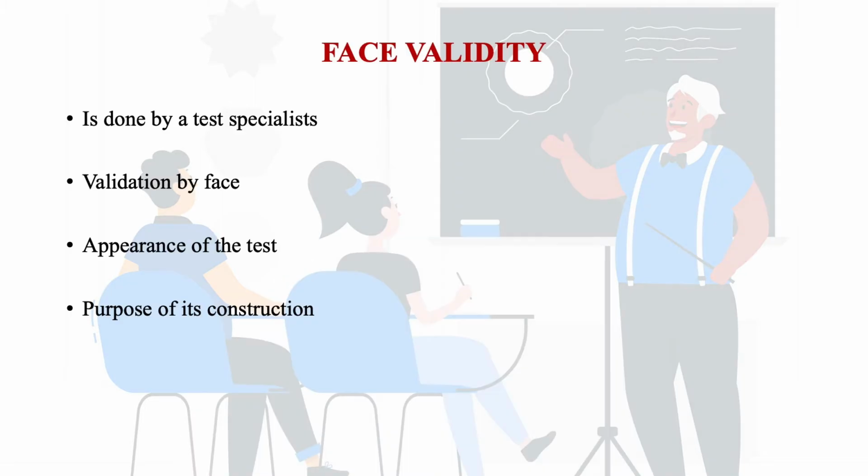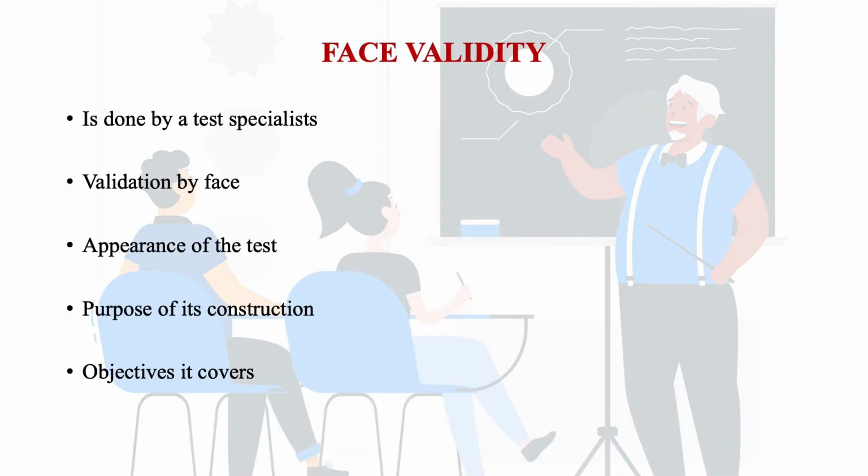Then further, consider the purpose of its construction. Let's say you have constructed a tool for measuring achievement of the students, or intelligence of the students, or aptitude of the students. So here the subject experts or the specialist will go through the items. If it is an achievement test, the expert will check whether the items are related to the achievement test or not, whether the items are related to the subject of that standard of students or not. Just by going through the items and appearance, the expert will say that yes, the test has face validity.